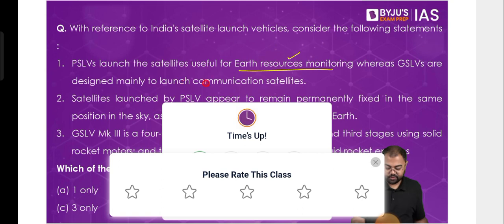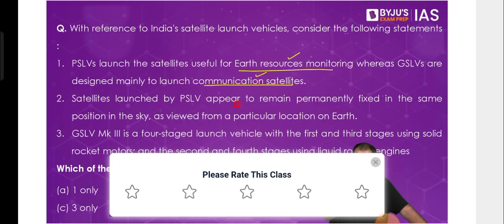GSLVs are designed mainly for launching communication satellites. This is also correct, because GSLVs go to geosynchronous or geostationary orbit, and this is where communication satellites are located. So this is correct. Satellites launched by PSLV appear to remain permanently fixed in the same position in the sky as viewed from a particular location on the Earth. This is wrong. This is wrong.